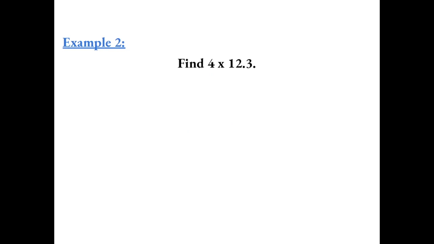Example 2, find 4 times 12.3. Again, I like to start with the bigger number on top. And now we're just going to multiply. 3 times 4 gives us 12. 4 times 2 gives us 8, plus 1 more gives us 9. 4 times 1 is 4.